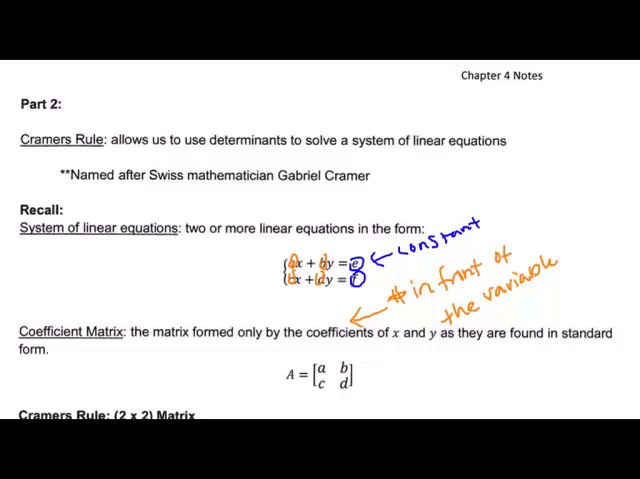So what we need for Cramer's rule is to write the coefficient matrix, and that's the matrix formed only by the coefficients of x and y's, and they're found in standard form. Once our equations are in standard form, which they are here, we just take the coefficients in front of our variables and put that into a matrix. Notice A and C are the coefficients of our x value. We have B and D, which are the coefficients of our y values. We're going to use these things in Cramer's rule to solve a system of equations.